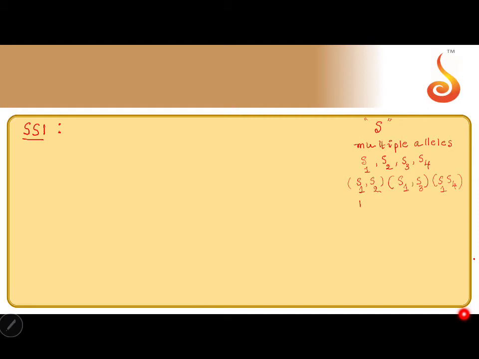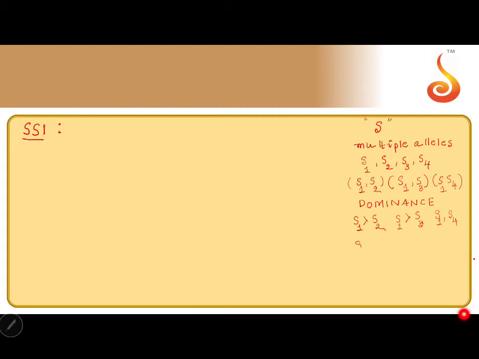And what is the method of expression here? Dominance. What is dominance? When only one of the two alleles written above will express, it is dominant over the other one, which is recessive. So in this combination, S1 is expressive over S2. Here also S1 is expressive over S3. Here also S1 is expressive over S4.